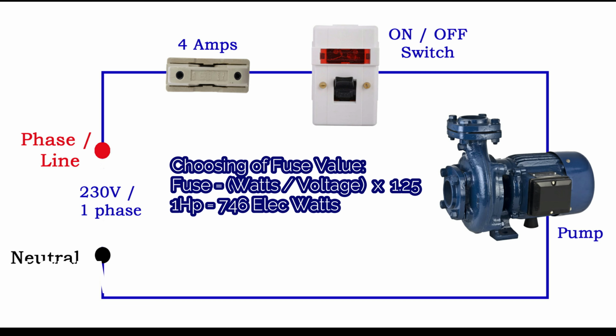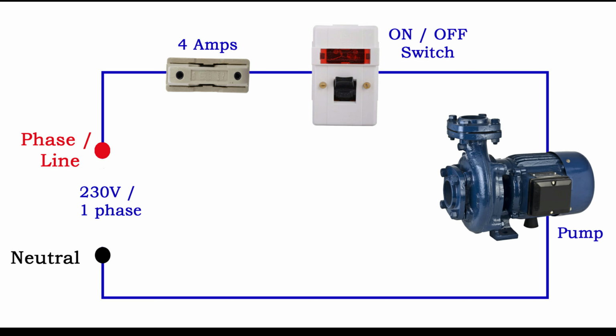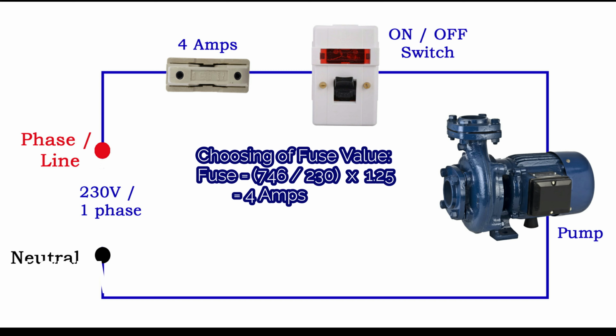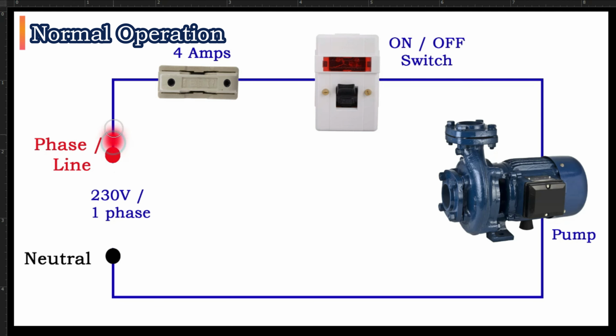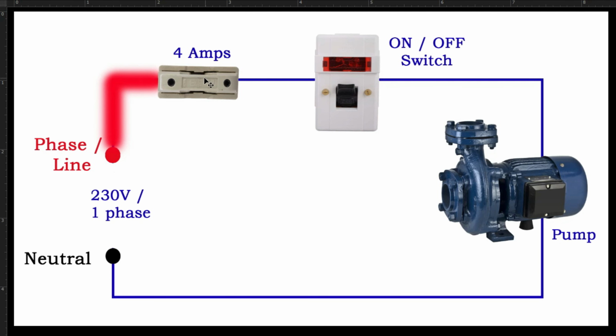For this example, I have taken a 1 HP water pump, which is equal to 746 electrical watts. So the fuse value is obtained from the above calculation. For this example load, the value of the fuse is about 4 ampere. To understand this better, here I have given 3 cases of operation. The first case is normal operation.